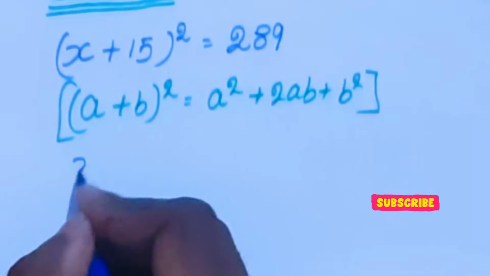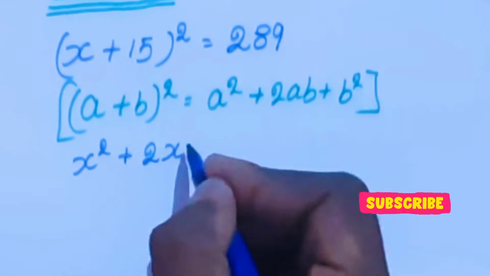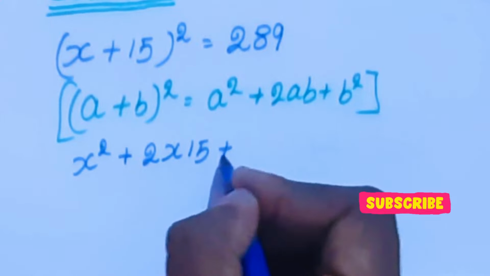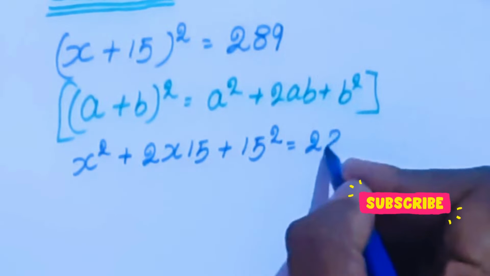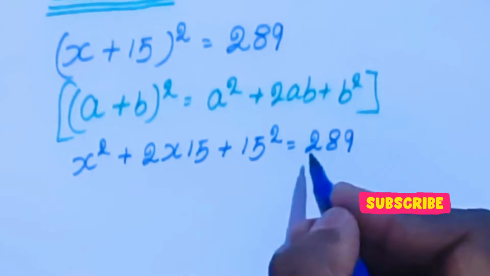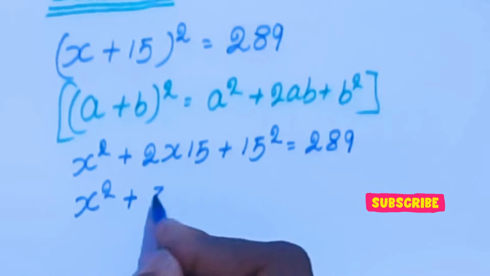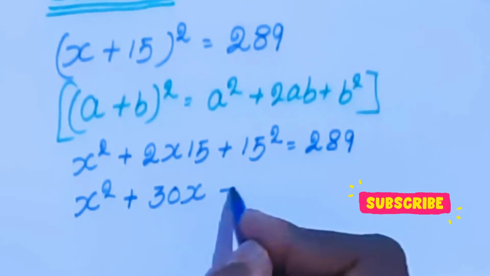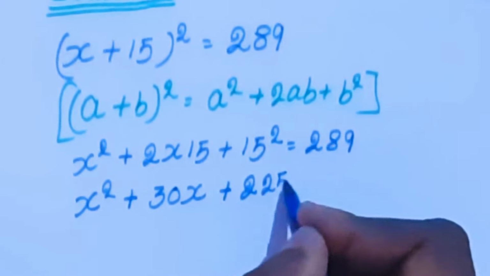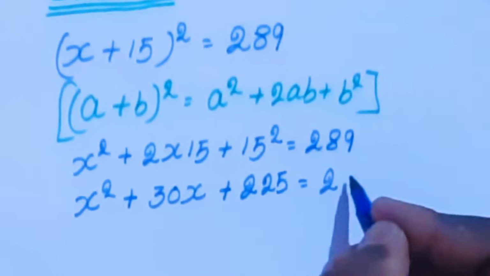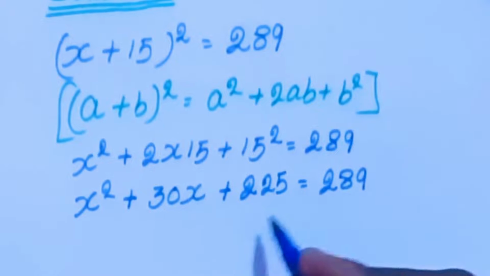So we'll get x² + 2 times x times 15 + 15² = 289. Now x² + 30x + 225 = 289. Now in this step we are going to move this 289 to the left hand side.